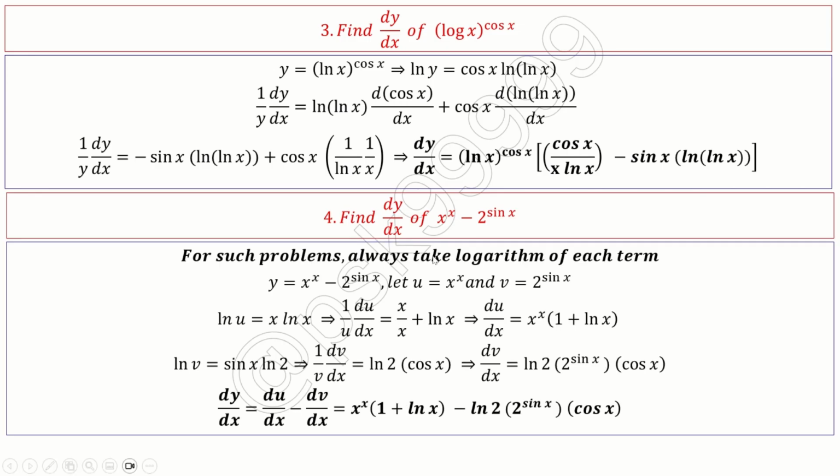You take the given function y equal to, then I will consider u as x to the power of x and v as 2 to the power of sin x. Now individually I will differentiate. ln of u is nothing but x log x, which means 1 by u du by dx equal to x by x plus log x, so du by dx is x to the power of x into 1 plus log x. Now v is 2 to the power of sin x, so log v equal to sin x into log 2, which means 1 by v dv by dx equal to log 2 into cos x. So dv by dx equal to log 2 into 2 to the power of sin x into cos x. Now dy by dx is du by dx minus dv by dx. So this is the answer.